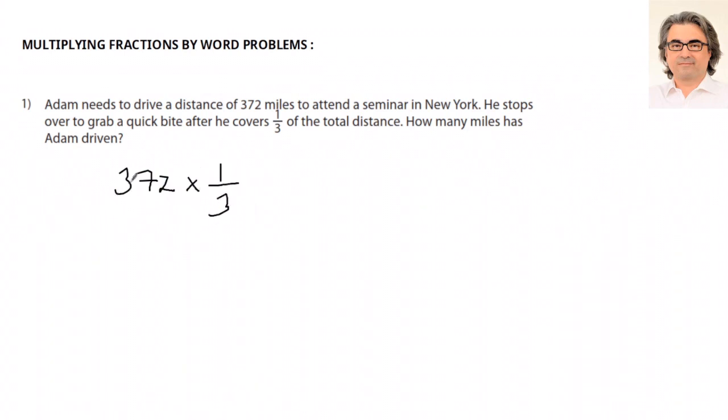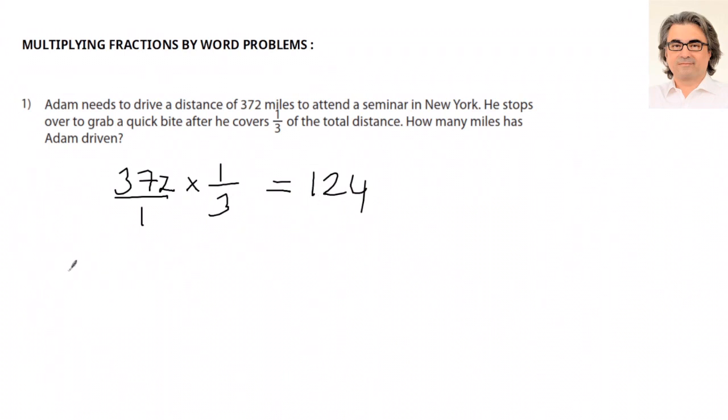And I know this 372 is 372 over 1. And is there any simplification between the numbers? Yes. You may divide 372 by 3. 3/3 is 1. In 7, I have 2 3's. 2 times 3 is 6. 7 minus 6 is 1. In 12, I have 4 3's. It's very easy for me to make this operation.